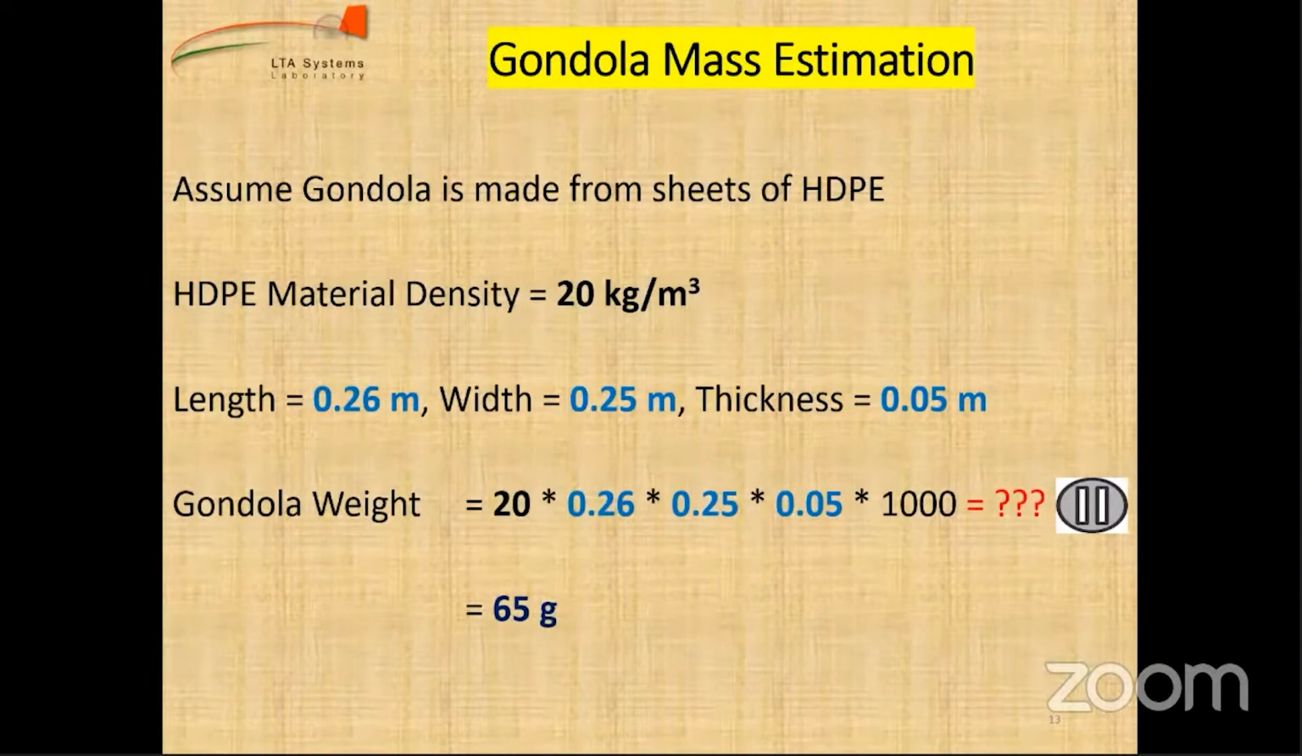So make a note of it. If you compare it with our film or envelope mass, the envelope material was 65 GSM. That is, 1 square meter of envelope material is added as the gondola mass. It's 65 GSM and is 65 grams. Okay, so gondola mass is 65 grams.